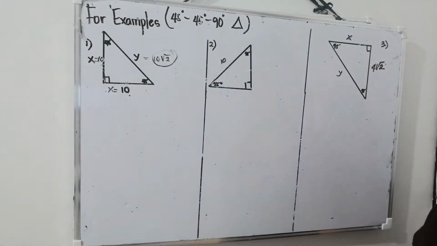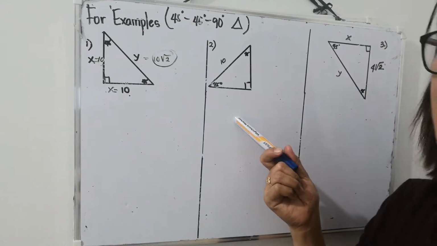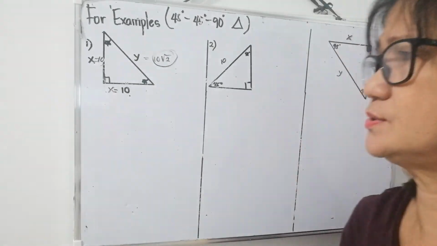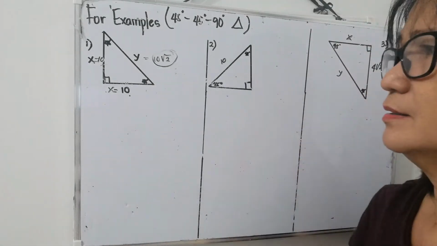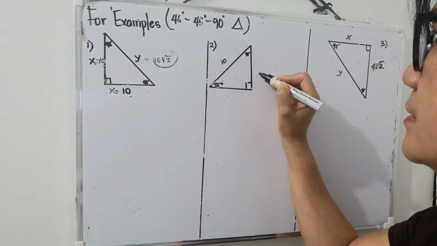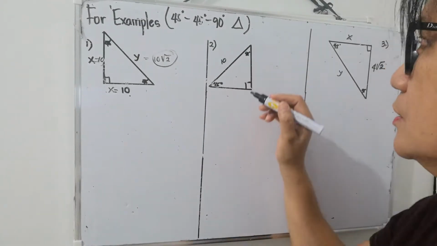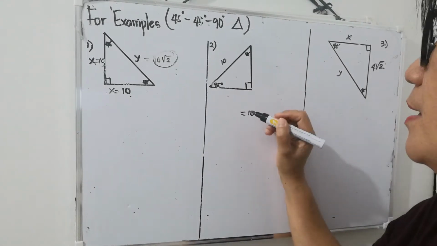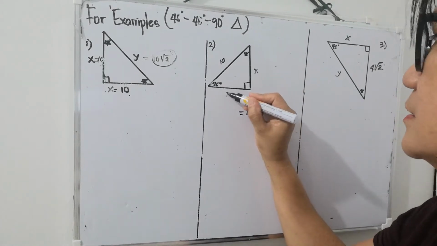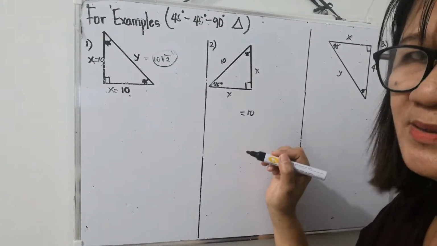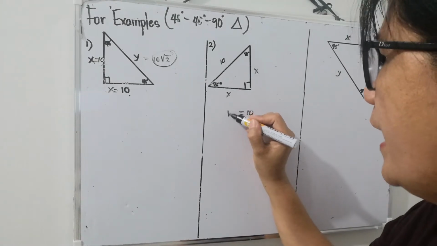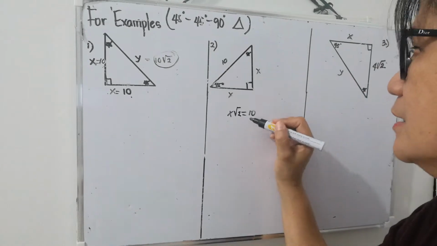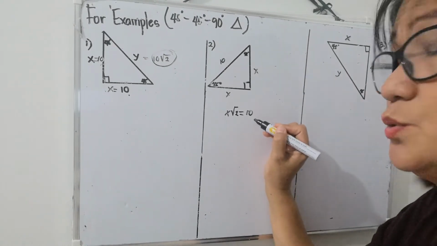Okay, let's take another one. Okay, this time, given yung ating hypotenuse. So, how do you find the length of these legs? Okay, so, c is equal to 10, and this is x. This is x. Ano kaya yung value ng x? Diba? So, x times the square root of 2 will give us 10.